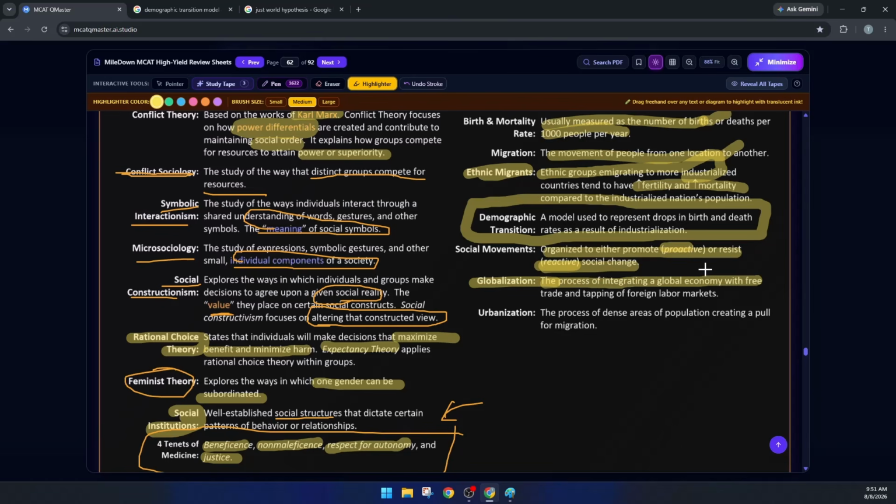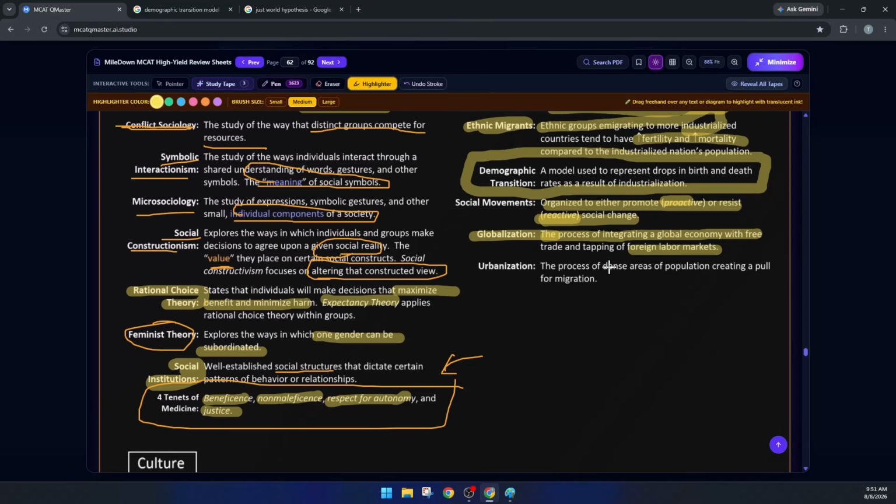Globalization, the process of integrating the global economy with free trade and tapping foreign labor markets. So what does that mean? Globalization is like thinking of the global economy.